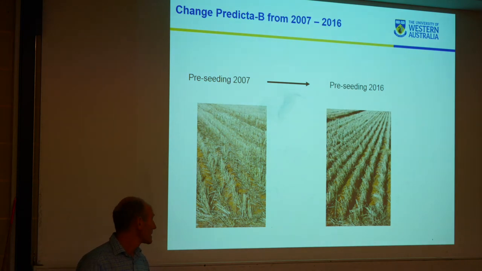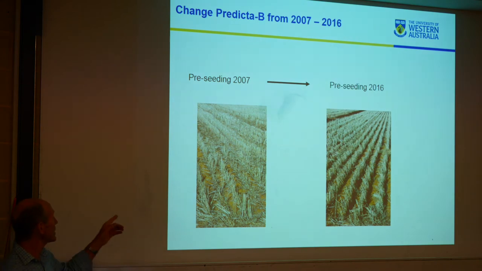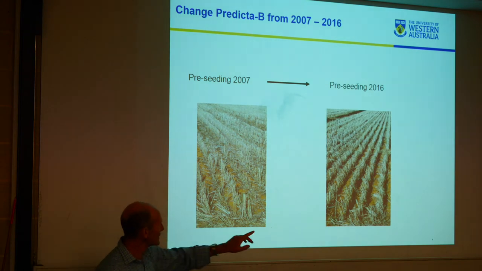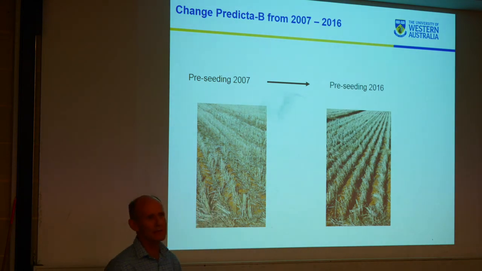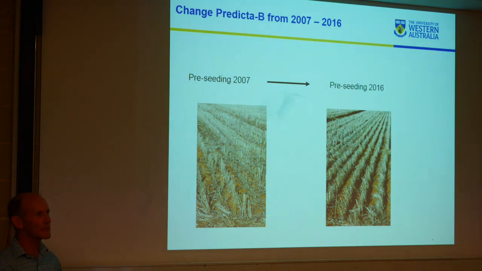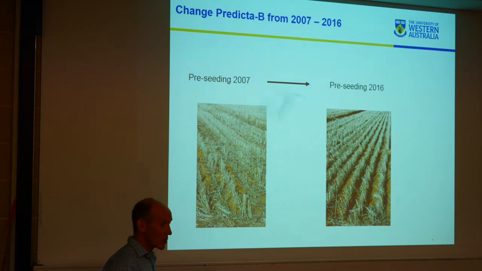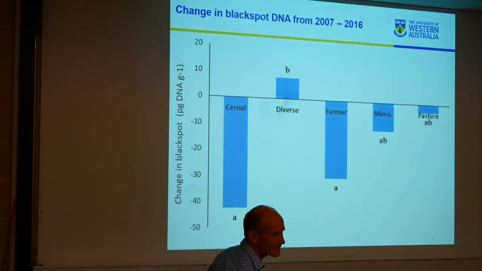So the first set of results I'll present are where we measured at pre-seeding in 2007 and pre-seeding again in 2016. So the first set of data I'll present is the difference between 2016 compared to 2007. So obviously if it's below the zero line, it's decreased. If it's above, it's gone up since 2007.